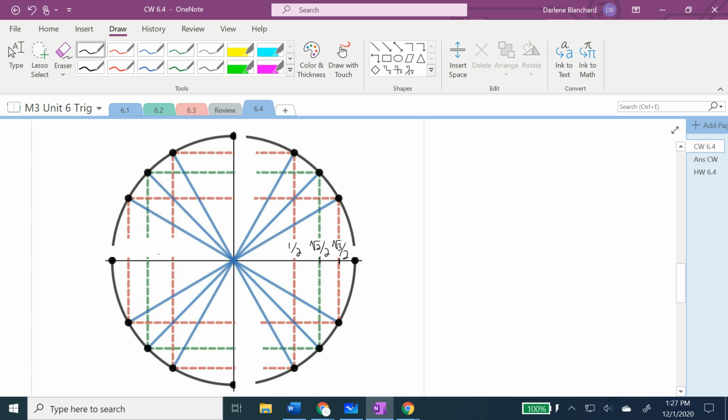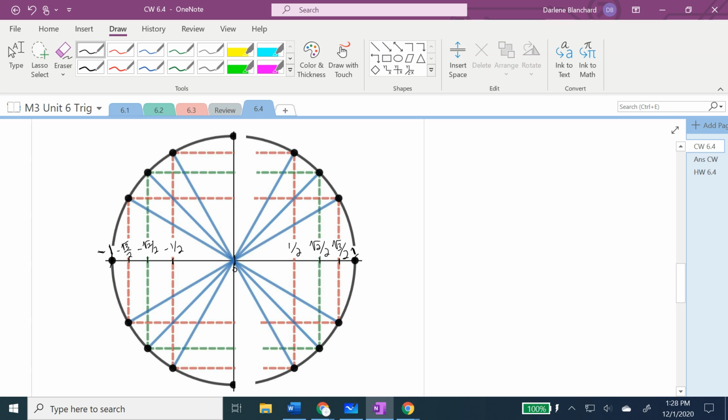If I go along the negative x-axis, this x-coordinate is negative 1/2. This x-coordinate is negative root 2 over 2. And this x-coordinate is negative root 3 over 2. Oh, and then I forgot to say, this x-coordinate is negative 1. This x-coordinate is positive 1. This x-coordinate is 0.